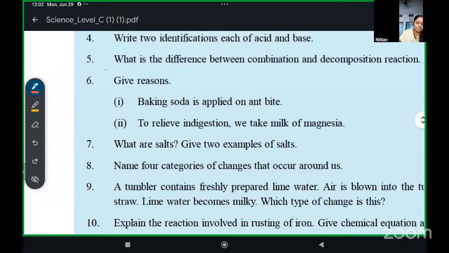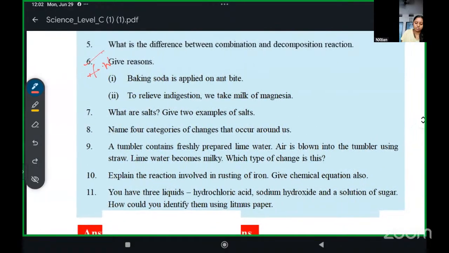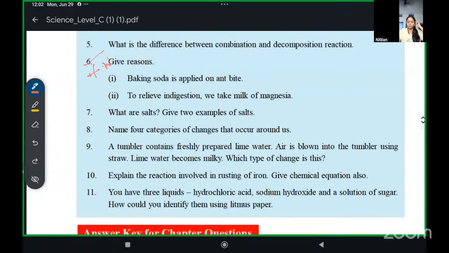Sixth question is very simple. We just studied it. It is homework for you. Okay, Johanna can note this to post it in the group.